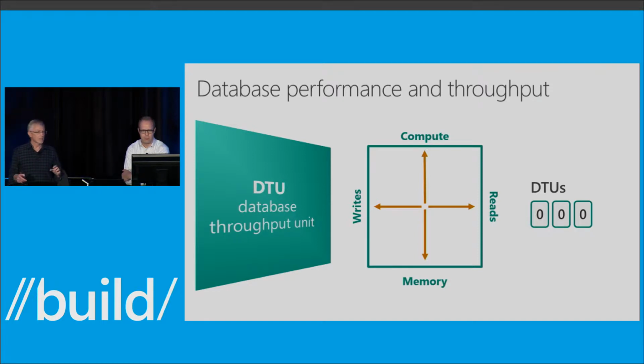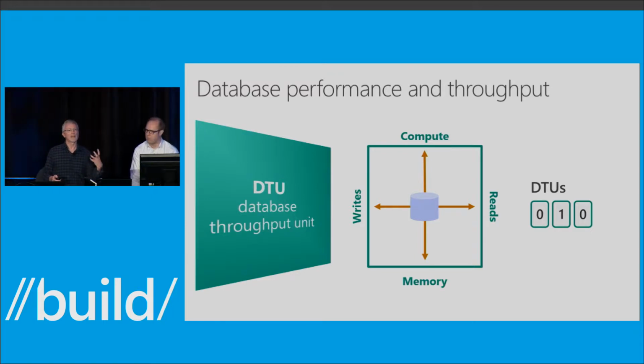And it's a relative measure. We don't publish absolute numbers for these because we, as a platform provider ourselves, reserve the right to adjust the hardware, adjust the performance, and frankly, to upgrade the specification of our service over time. What we do is publish this as a relative measure to help you understand the relative performance of different levels in the service. If we look at any one database, we can think of how much of that it uses, so we can think of a DTU meter here.